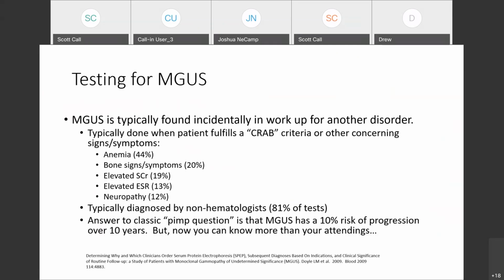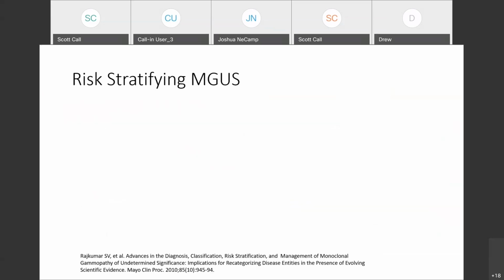So typically, I remember getting asked the question a couple of times in my residency about what's the rate of progression to myeloma from MGUS. The number that is always the correct answer to that is that there's a 10% risk of progression over 10 years. The fact is we can actually refine this a lot more. And so once you guys know this, you'll even be smarter than your attendings.